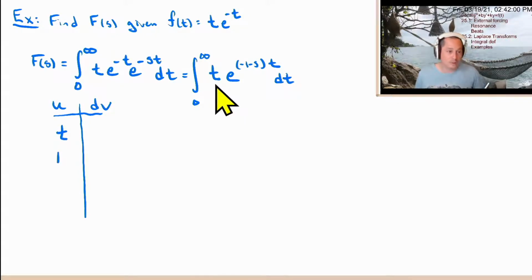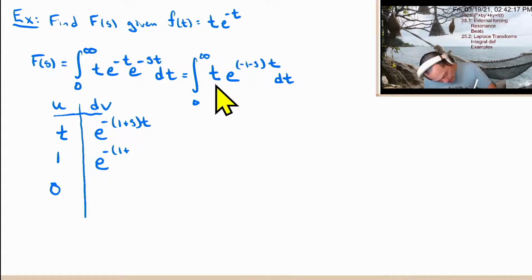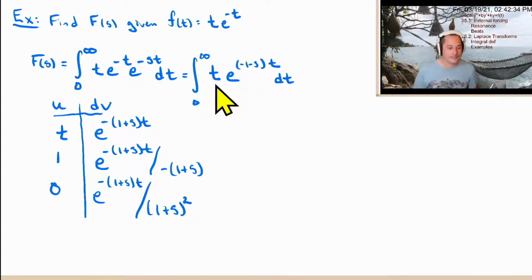I take a derivative to get 1. I take another derivative to get 0. For my dv, I have e to the negative 1 plus s quantity times t, to tidy that up a little bit. I anti-differentiate to get e to the negative 1 plus s times t over negative 1 plus s. And then I get an e to the negative 1 plus s times t all over 1 plus s quantity squared.